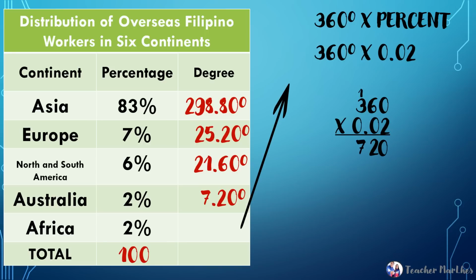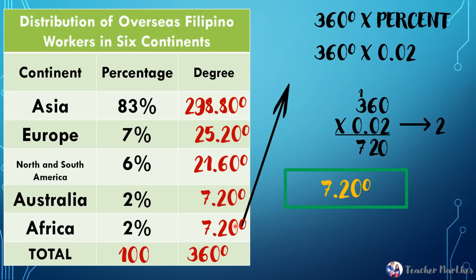So multiply. So we have 720. Count the decimal places. We have 2. Then 1, 2. So 7.20 degrees. Then dapat po, i-total natin. Pag tinotal natin, ang sagot ay 360 degrees. Lahat ito. So the total, the sum from Asia up to Africa, dapat po ay 360 degrees.